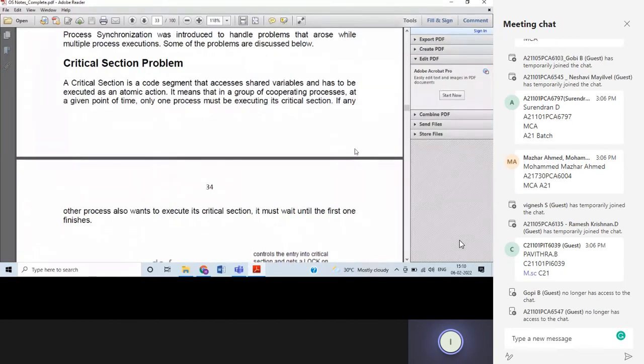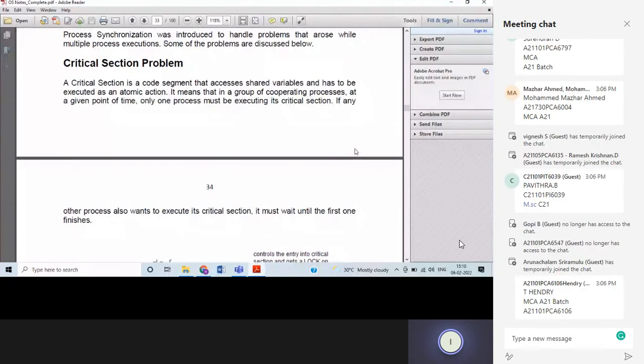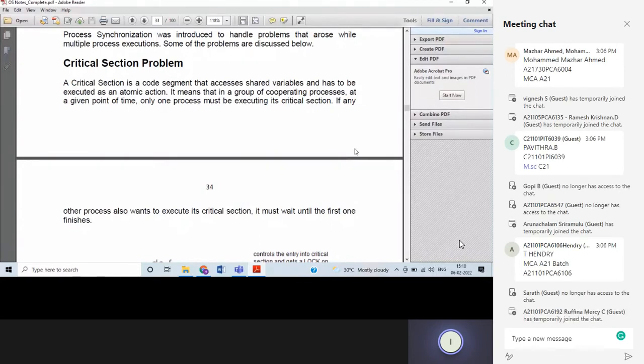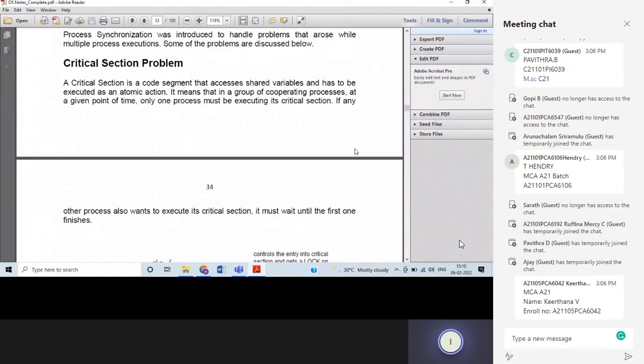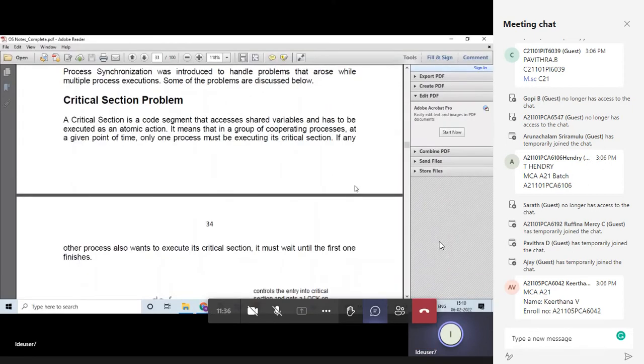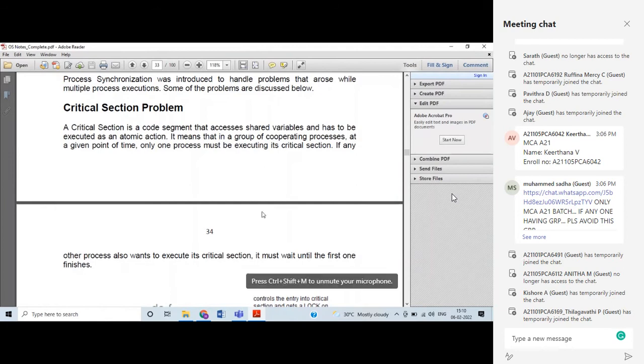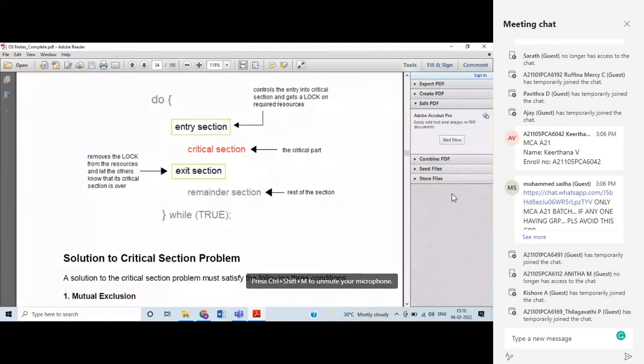But when there are many processes, how can we give the shared data to only one of them? That data will be shared by all the processes. On which basis will we give the shared data to only one process? So it's a problem with the critical section. A critical section is a code segment in which shared variables are accessed and which has to be executed as an atomic action, as if it is accessed by only one process. This is one problem, but I will tell you what the critical section is later.